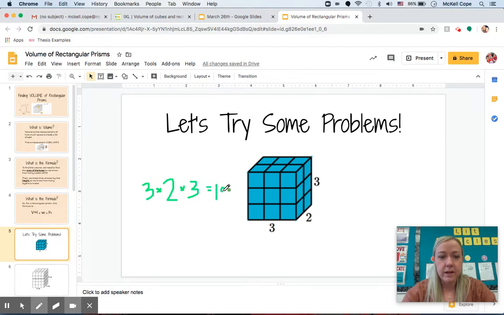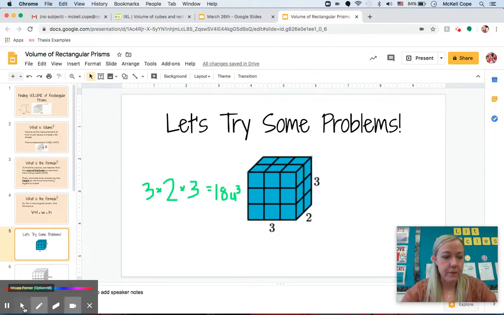So this right here is 18, not just the number 18, and we don't know if these are centimeters or if they're inches. So we're just going to use U for units. And we're going to put a 3 up here because that exponent means cubed. So we are going to have our final answer, 18 cubic units.